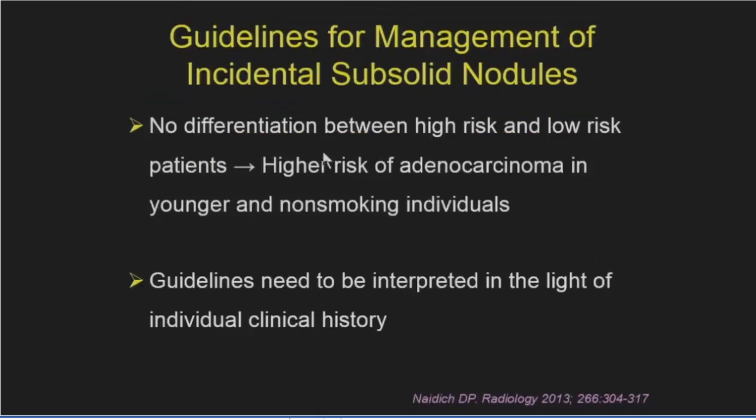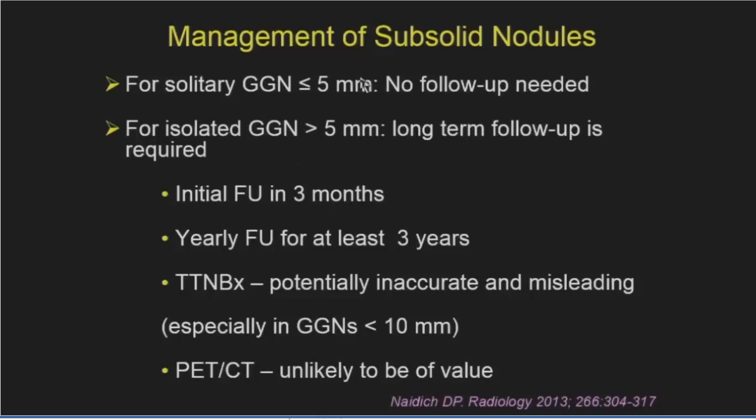As an important difference from the Fleischner Society guidelines of solid lesions is that for subsolid nodules, we do not differentiate patients in high and low risk, and that's because of the high risk of adenocarcinoma in younger patients and those who have never smoked. And also important to emphasize that these are general guidelines, and we have to look at each case on a case-by-case basis, of course. So how do we follow them?